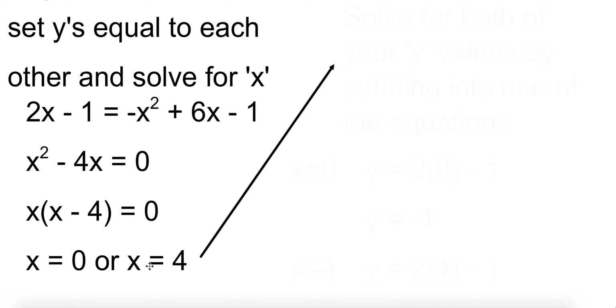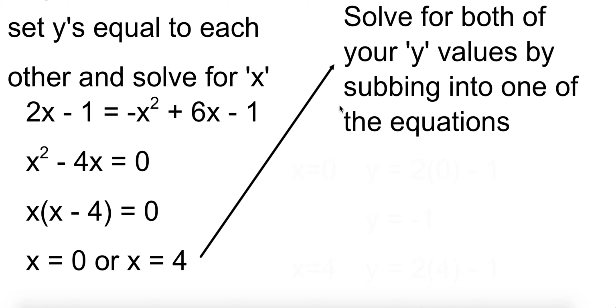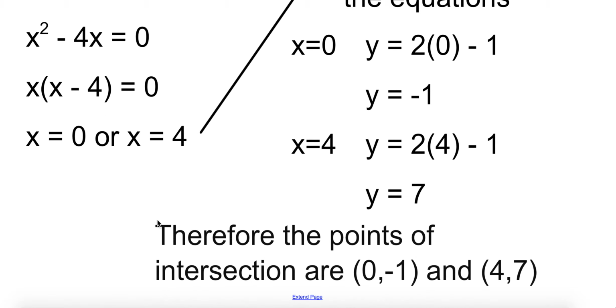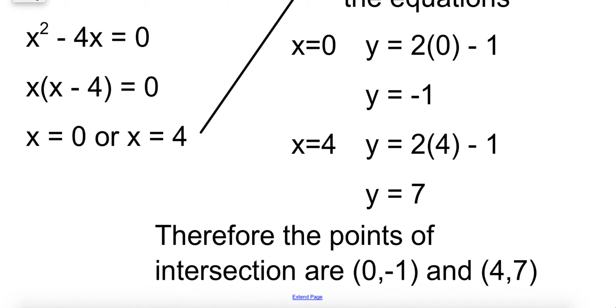Factor and solve. Now the next thing you have to do is sub in and find your y values. That's literally just taking x equals 0 and subbing in, taking x equals 4 and subbing in. So you get your y values of negative 1 and 7, and then put a therefore statement. So the points of intersection are (0, negative 1) and (4, 7). This is not an "or" situation. Those are both points of intersection. If you need to pause the video, you can, but I've provided the notes, so you shouldn't really need to copy anything.